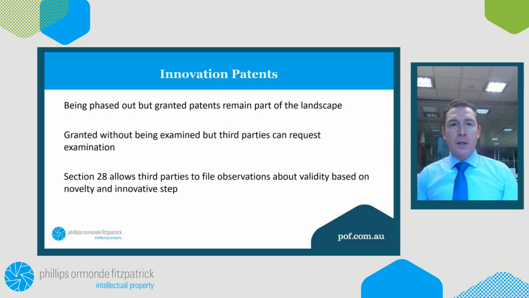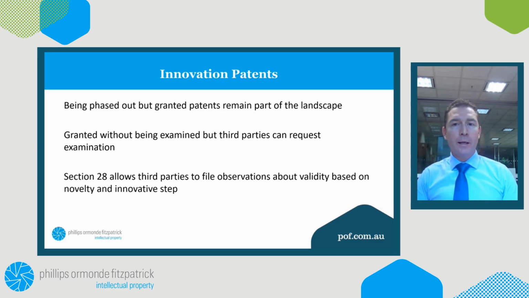The matters that I've discussed to date relate to standard patents and patent applications in Australia. The Australian patent system also includes a second-tier patent known as the innovation patent. And while these are being phased out, granted innovation patents will remain part of the Australian patent landscape for some time. The mechanisms which are available for challenging the validity of innovation patents are broadly the same as for standard patents, but there are some key differences. To some extent, these arise because innovation patents are granted without substantive examination.